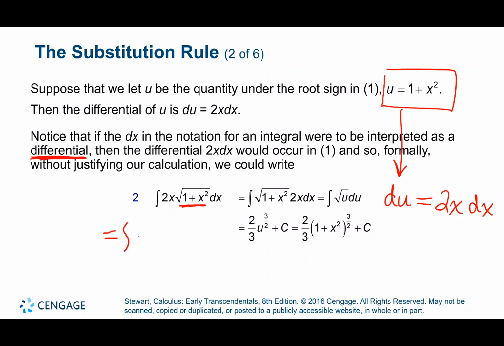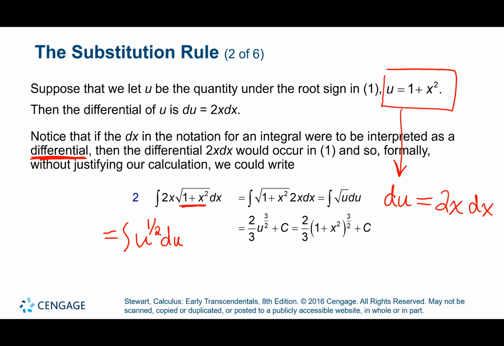That would be this. Right? We rewrite square root of u as u to the 1/2. And then we would find the antiderivative there. That's just the backward power rule. Right? We add 1 to the exponent, get 3 over 2. Flip and multiply, we get 2/3. And then plus c. Okay.